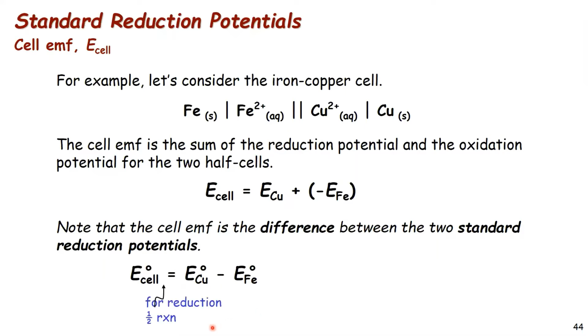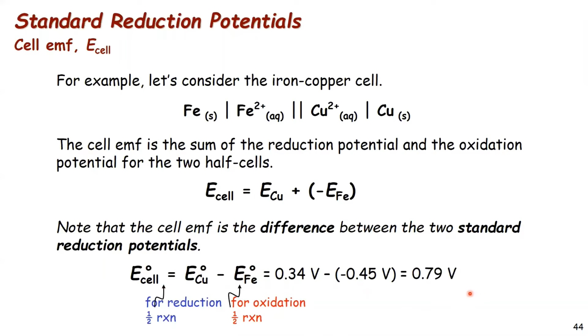Okay, so again, this arrow should be pointing to this. This is the reduction half reaction for the copper, and this is for the oxidation, but it's still the reduction. These are both the standard reduction potentials, okay? So that's going to be the 0.34 volts minus the 0.45 volts, and that gives us a cell potential.